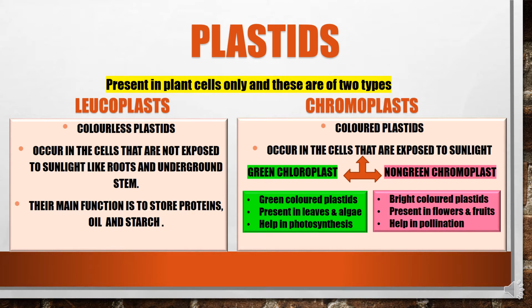Green chromoplasts are present mainly in leaves and young stems, when the stem is young and green, and in algae, means all those organisms which can photosynthesize, which can prepare their own food. Chloroplasts are present in all those organisms because this is the only organelle of the cell which is able to perform photosynthesis. This is the reason it is also called the kitchen of a cell. And non-green chromoplasts may be of any bright color like red, yellow, orange, and these are present in flowers and fruits. There they provide a bright color to flowers and fruits, and in this way they help in pollination by attracting insects.